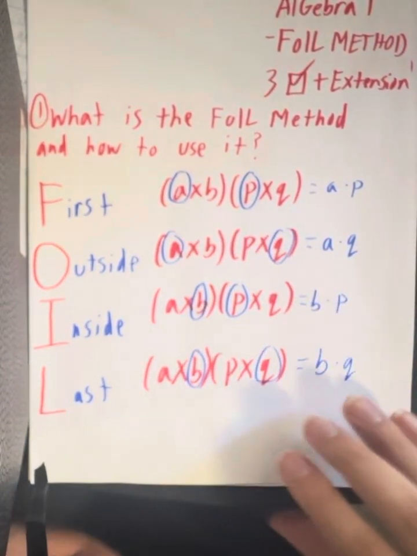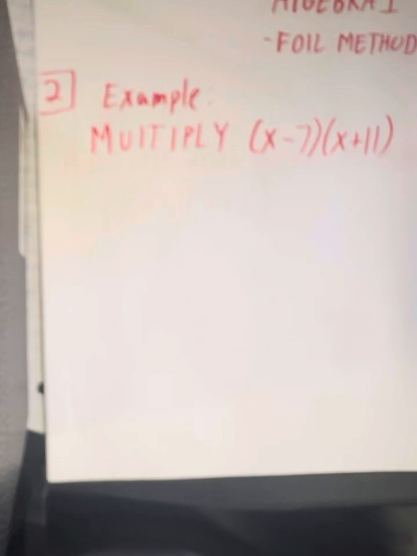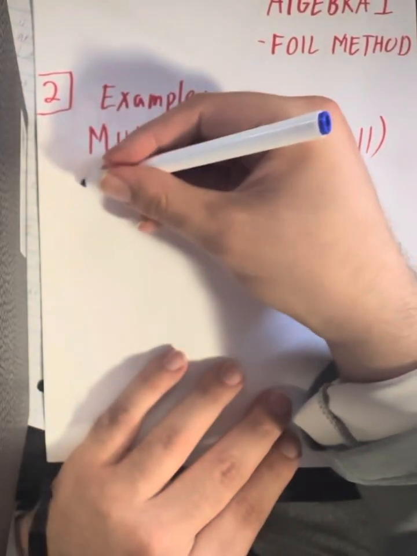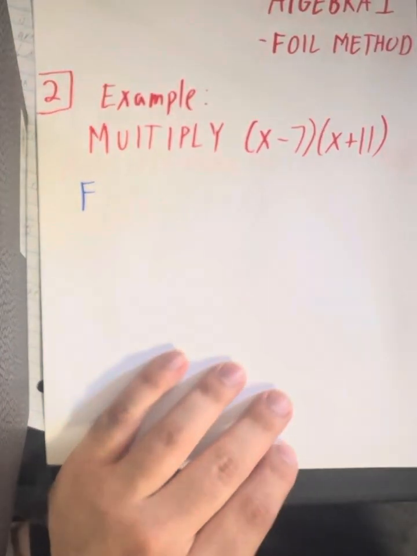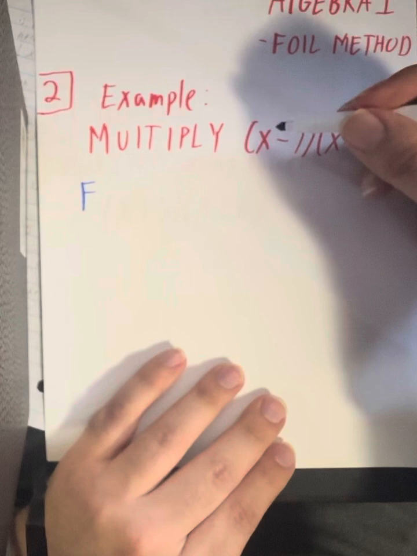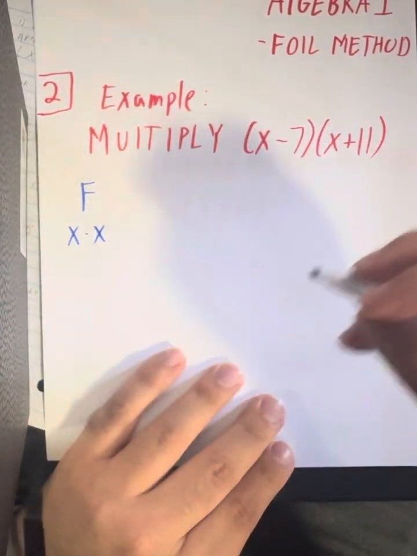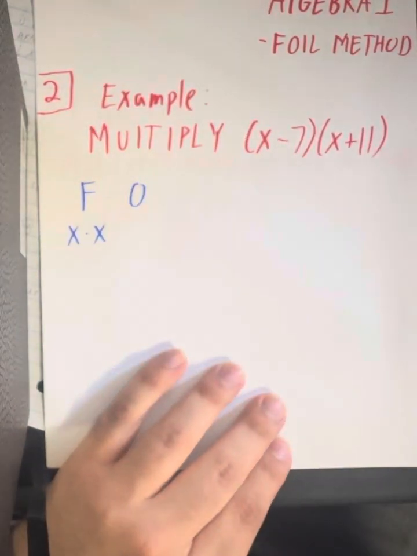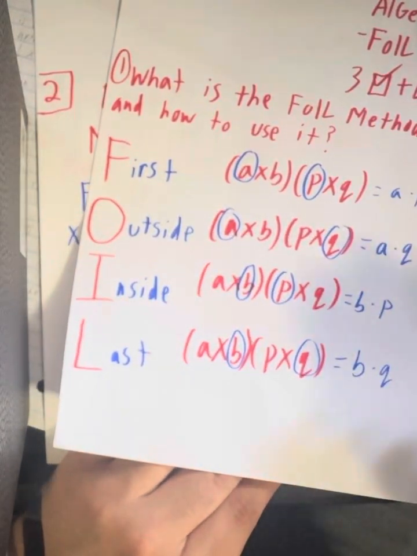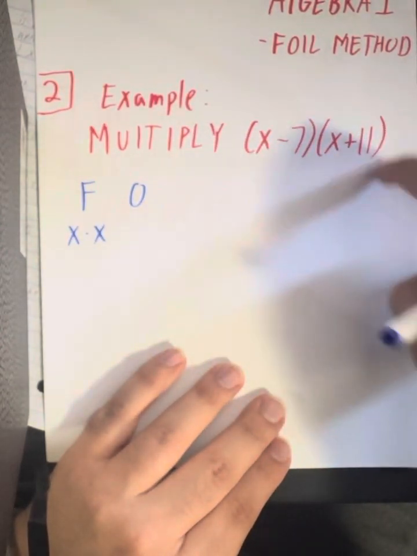Okay, now let's go ahead and see how this looks in action. So, first example, multiply x minus 7 times x plus 11. Okay, so first we're going to do first, and going back to this, we see A times P, so it will be x times x. Then we go to the outside. Looking back, you can use this as a reference sheet. So you just multiply the outside of the binomial, which will be x times 11.